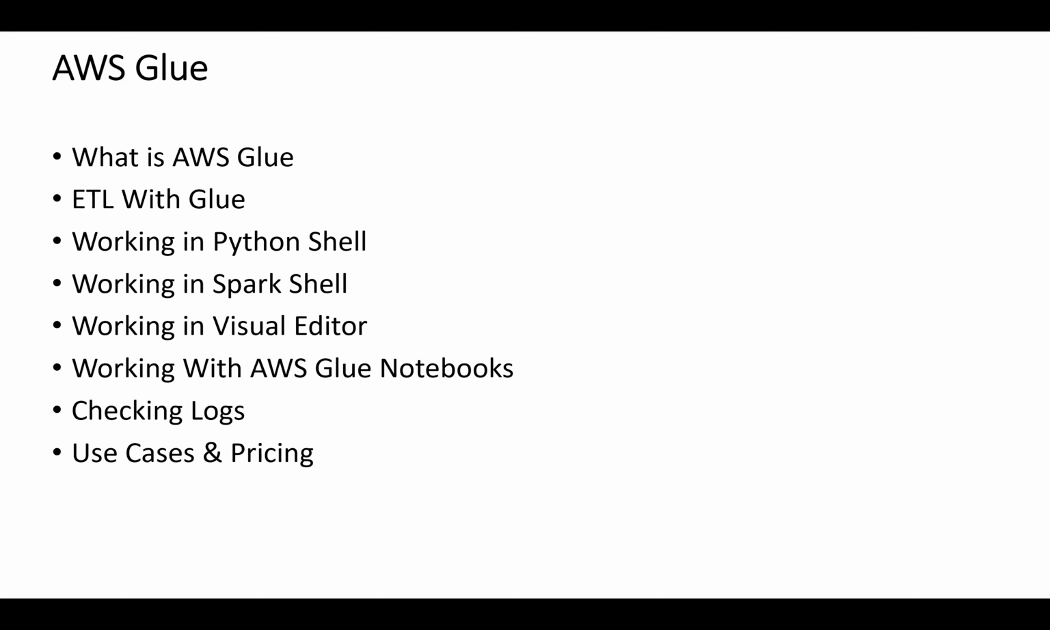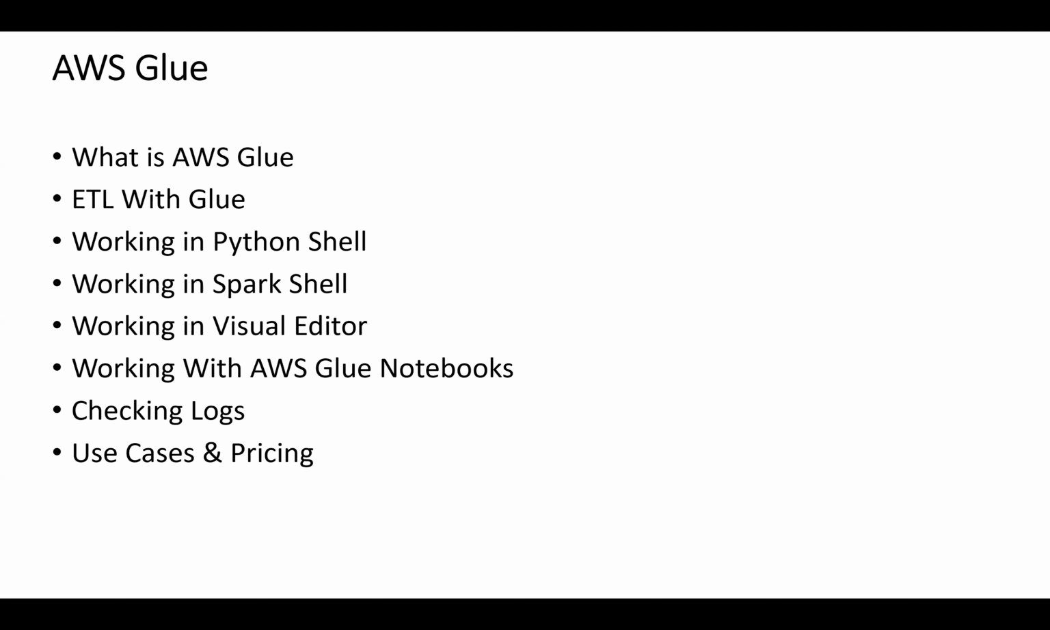Now, AWS Glue, you can say it's the heart of data engineering on the AWS cloud. It allows you to extract, transform, and load the data. It allows you to work with Python, PySpark, or Scala Spark, three options you have. Hence, we have chosen Python and Spark, the most used ones. So we will see what AWS Glue is, how we can achieve ETL processes with it, and how we can work in different options that we have on AWS Glue, like Python shell and Spark shell, and how we can program our ETL jobs using the Visual Editor. We will see how we can use Jupyter notebooks to develop our code on AWS Glue, how to see logs, understand CloudWatch logs, and also understand its use cases and pricing.